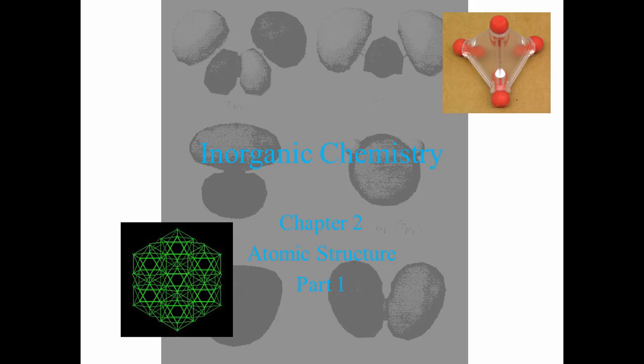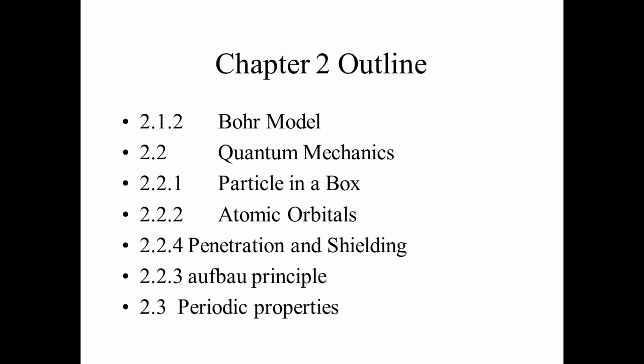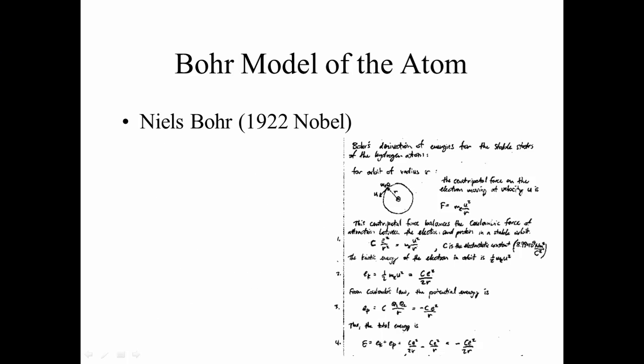We're going to talk about atomic structure, and the first part of that is to talk about quantum mechanics. This is from chapter 2 in our textbook. We'll start with the Bohr model of the atom and then see how quantum mechanics has changed that picture of the atom, and give an example of the particle in a box. In later lectures, we will continue chapter 2.